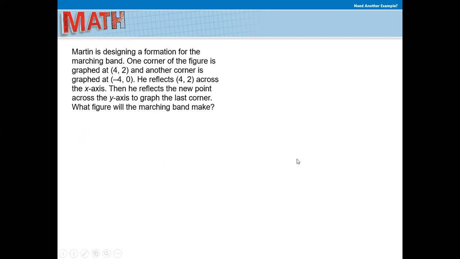Try this one. Mr. Martin is designing a formation for the marching band. One corner of the figure is graphed at 4, 2, and another corner is graphed at -4, 0. He reflects 4, 2 across the x-axis. Then he reflects the new point across the y-axis to graph the last corner. What figure will the marching band make? Show your work in your math notebook. Bring it to share at group. Press play when you're ready to continue.